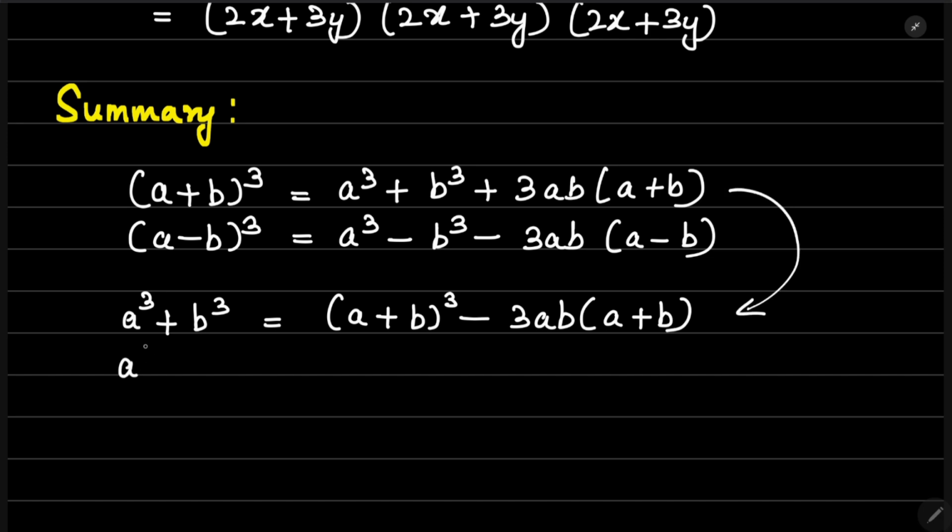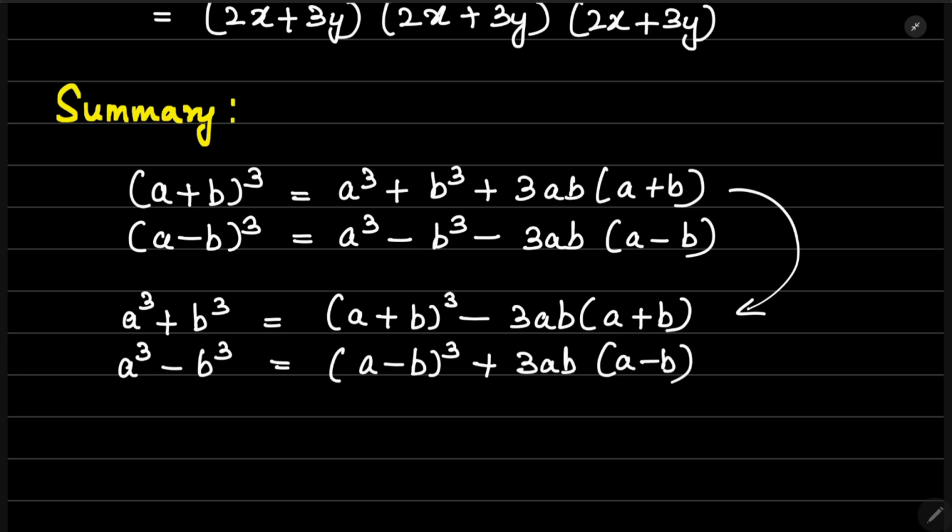And what will be the difference of the cubes? a cube minus b cube will be equal to a minus b the whole cube plus, okay, so this term will go to the other side. So it will become plus 3ab into a minus b. Is it clear? So you have questions based on this, an identity of the sum and difference of the cubes. Okay. So using this identity also, we'll solve a few problems in the next video.